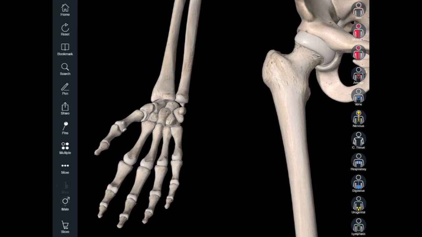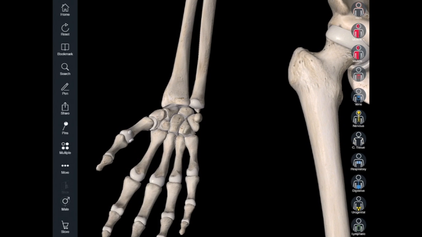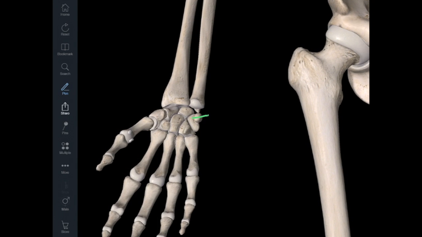Next, we have the wrist joint. The wrist joint is formed by the articulation of the distal end of the radius with the scaphoid and lunate bones of the carpus. So, it is very important to know that the ulna is completely excluded from the wrist joint.